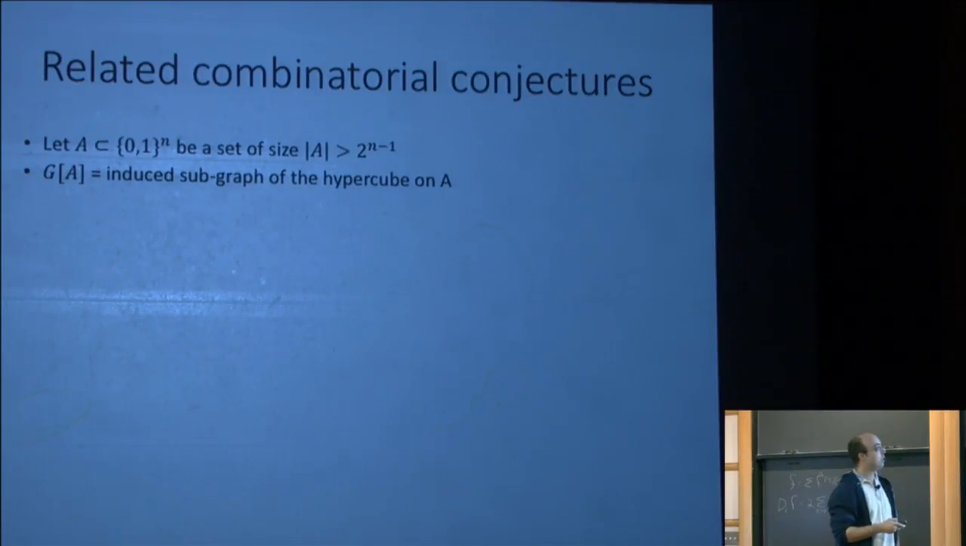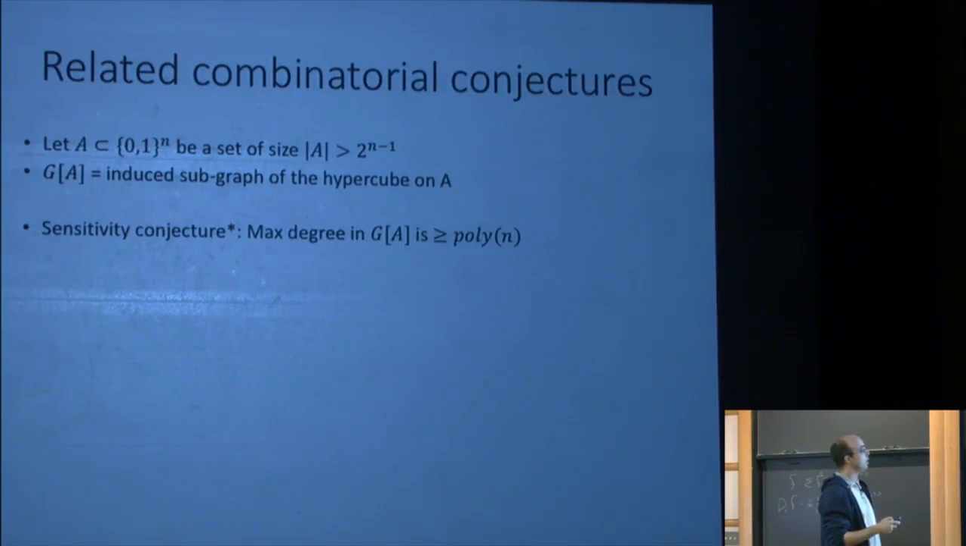So here are some related combinatorial conjectures. Let A be a subset of the Boolean cube of size strictly more than a half, and again, G of A is the induced subgraph. The sensitivity conjecture, the star here, is that the maximal degree is large, at least polynomial in N. I'll tell you what the star is in a second. It really should be here or in its complement, but to be fair, it should be in the larger one of the two. So let's call this the revised conjecture. I think this was actually asked in the paper by Fan Chung and Ron Graham some decades ago.